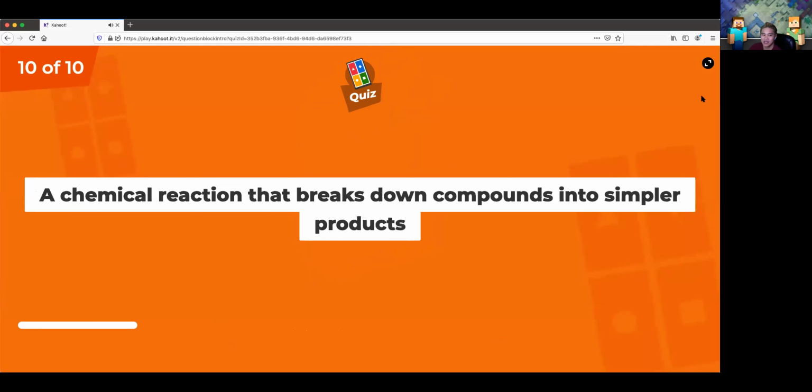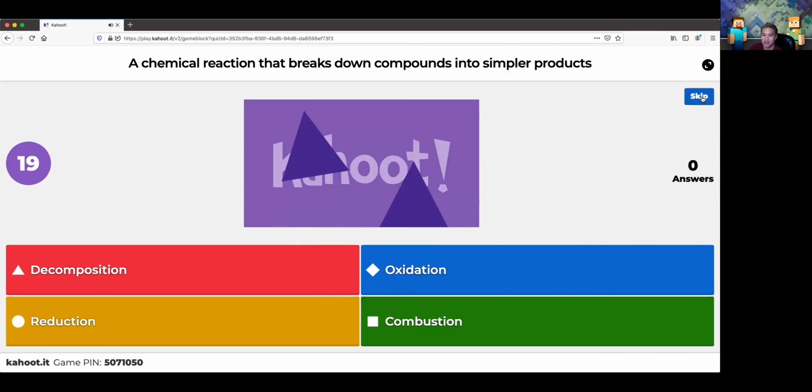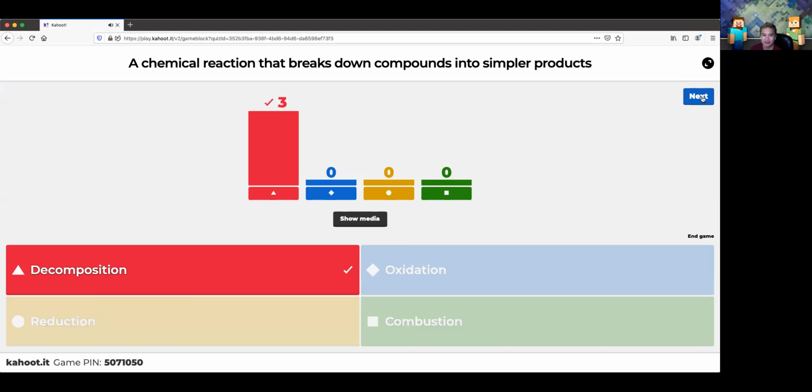And the last question. A chemical reaction that breaks down compounds into simpler products. Again, a chemical reaction that breaks down compounds into simpler products. All right, so the correct answer is decomposition.